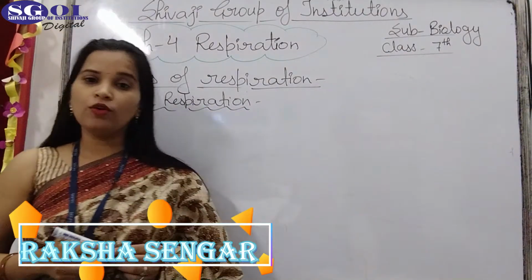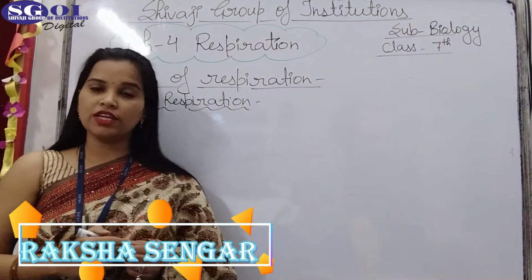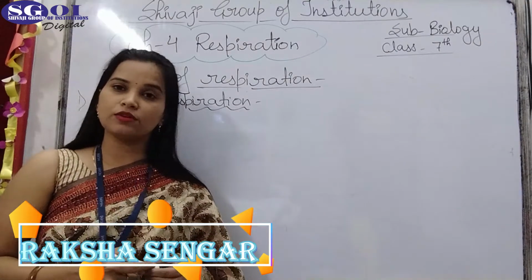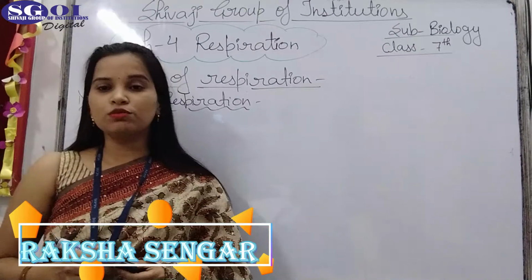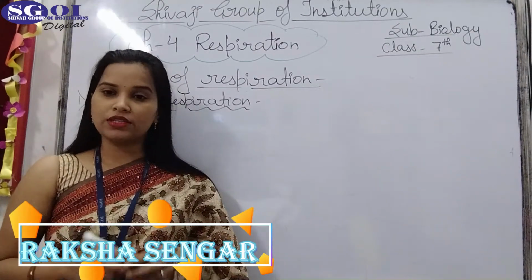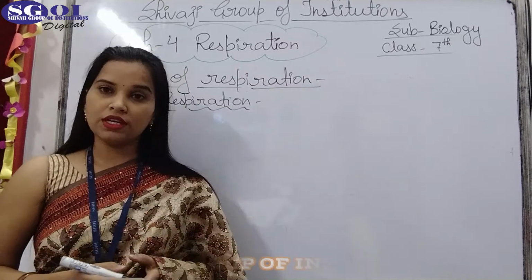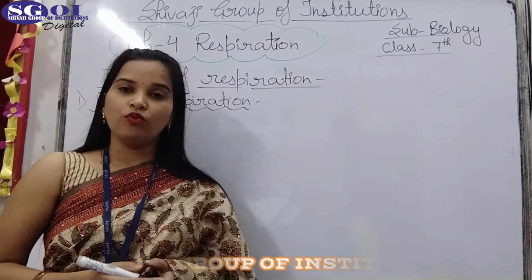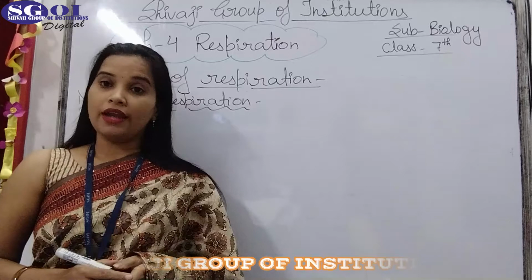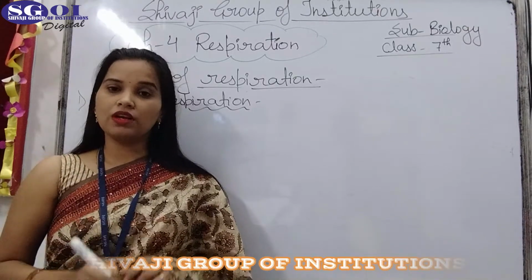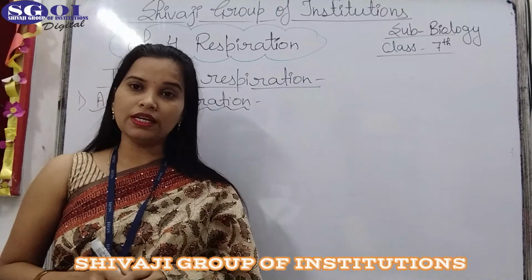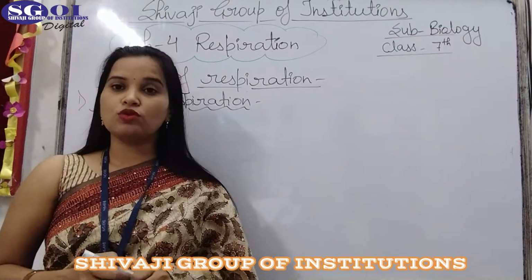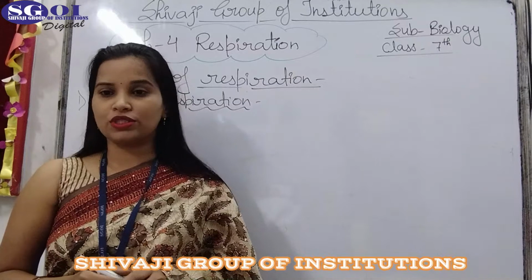Students, when the breakdown of food or glucose molecules takes place in the presence of oxygen, it is called aerobic respiration. In this process, the glucose molecule is completely oxidized in the presence of oxygen and produces carbon dioxide, water and energy. A large amount of energy is released in this process. How much energy is liberated? Approx 38 ATP molecules of energy is released in this process.